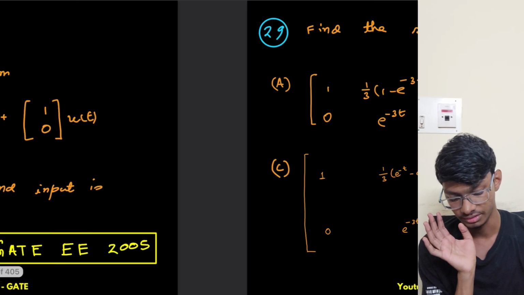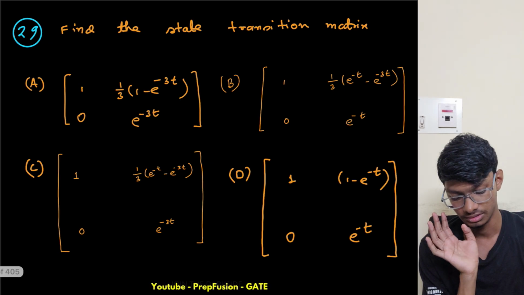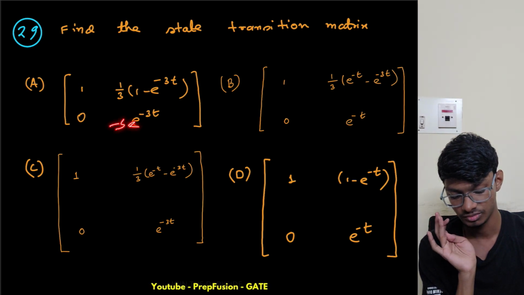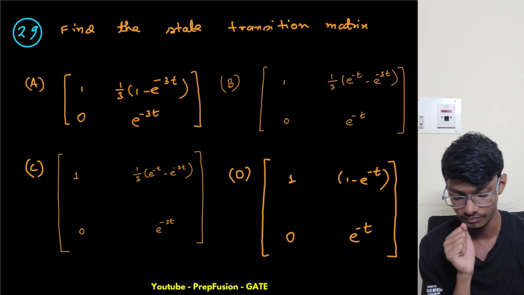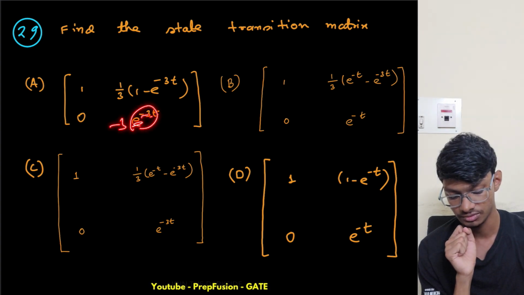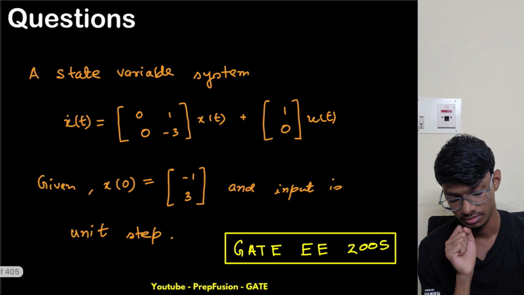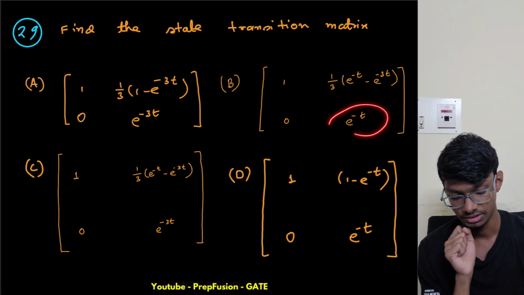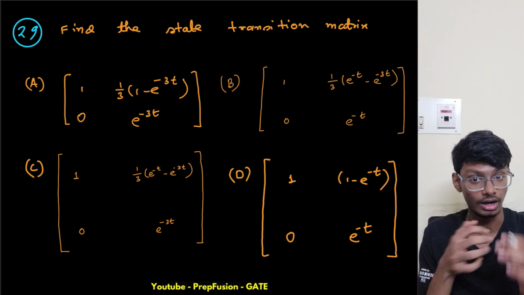I get 0 over here, I have 0 over here, and I get minus 3 e raised to power minus 3t, at t equals 0. At t equals 0, we get the system matrix A. So this is minus 3 e raised to power minus 3t, which becomes 1 only, so this is minus 3. So yeah, we have minus 3 over here. This is not correct. Okay, that's how I will do it.